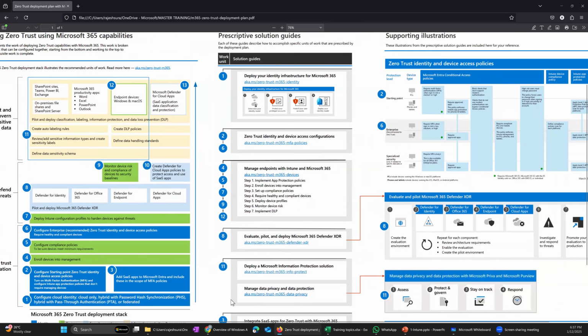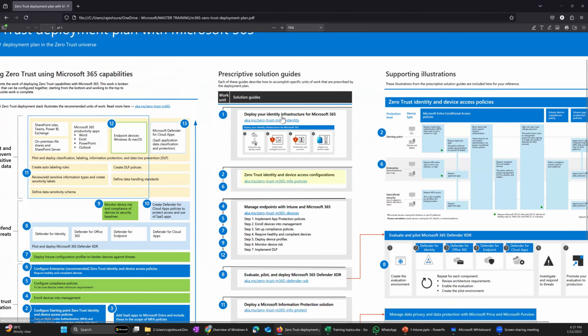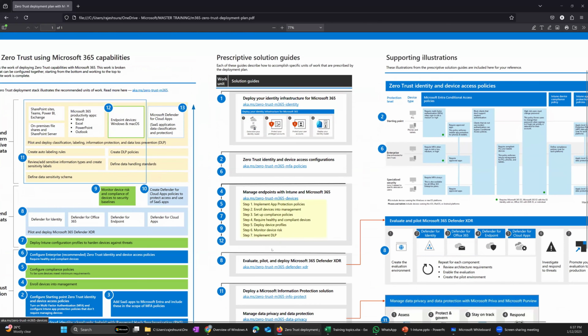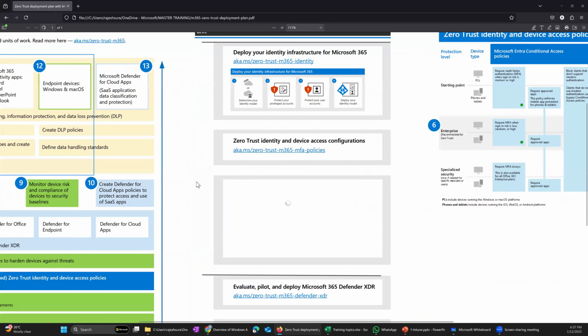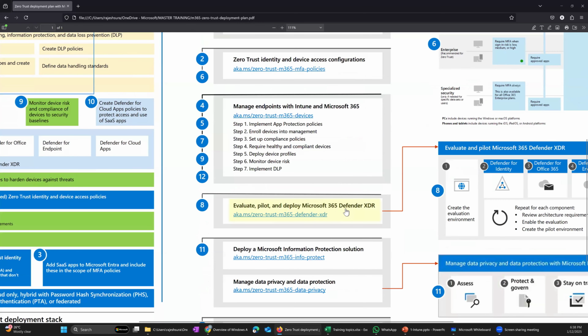And these are the 13 steps that we'll probably do to achieve that. When you look at it: enroll devices into management, implement app protection policies, requirement health, implement DLP policies 4, 5, 7, 9, 11. You see, manage endpoints with Intune and 365. Same thing, we will learn about zero trust identity and then MFA policies. Come down, we will still learn this pilot deploy Defender for Endpoint.